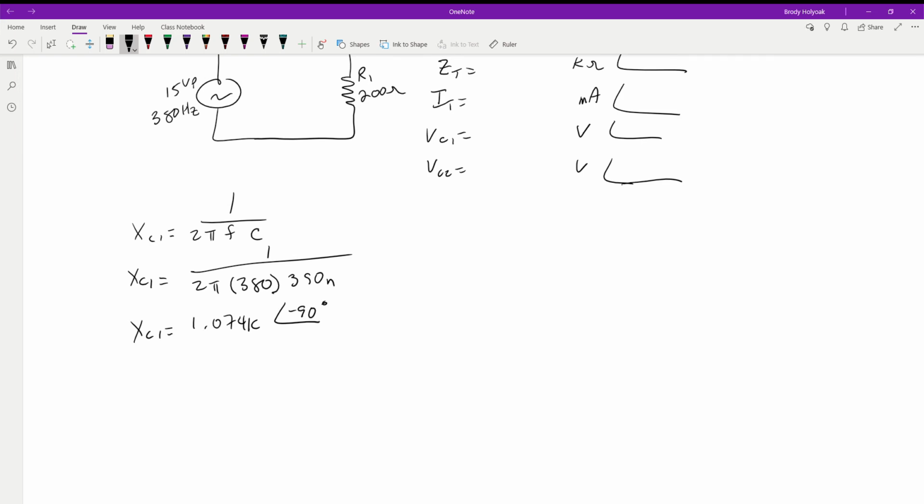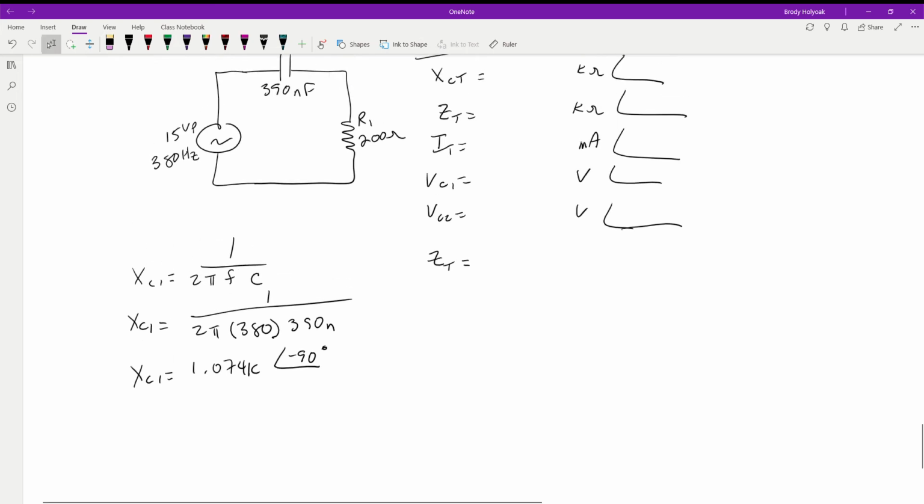Now we want to solve for our impedance total. And that, quite simply, is going to be 200 minus j 1.074 K. Now, once we have that in rectangular, we need to convert it into polar so we can divide it to find our current and use that to solve for our voltages. So again, we take this and convert it into polar.